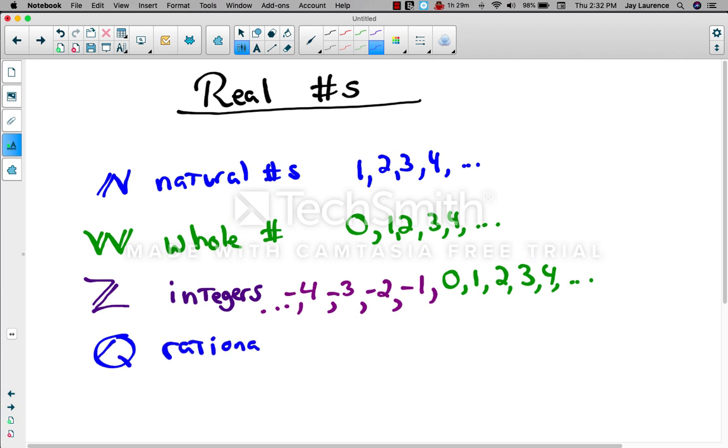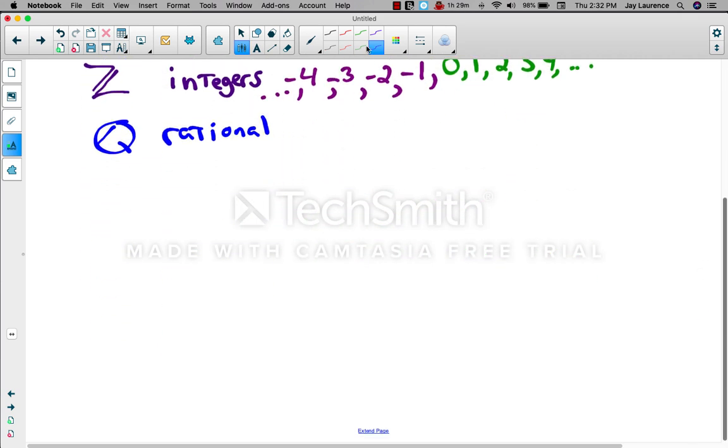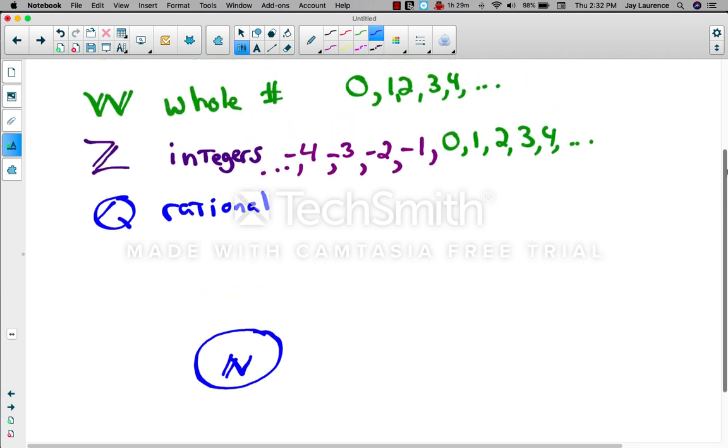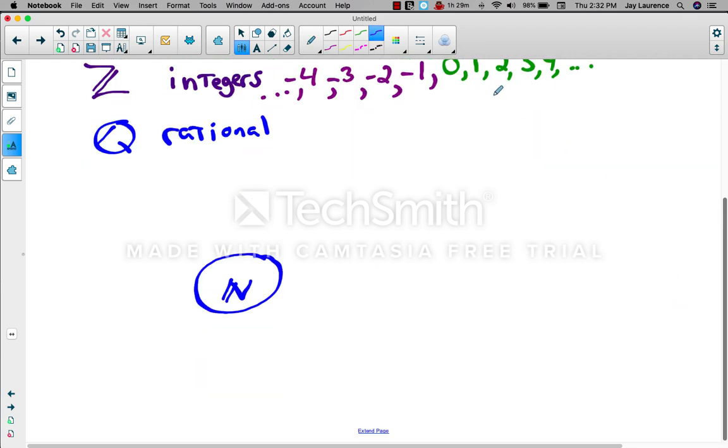So, a really good picture is called a Venn diagram, where you put the natural numbers in the first circle, and then the natural numbers expand. They get a little bit larger. What color did I use? I used green. They get a little bit larger, and so we put a circle around there, and that's where the whole numbers come in.